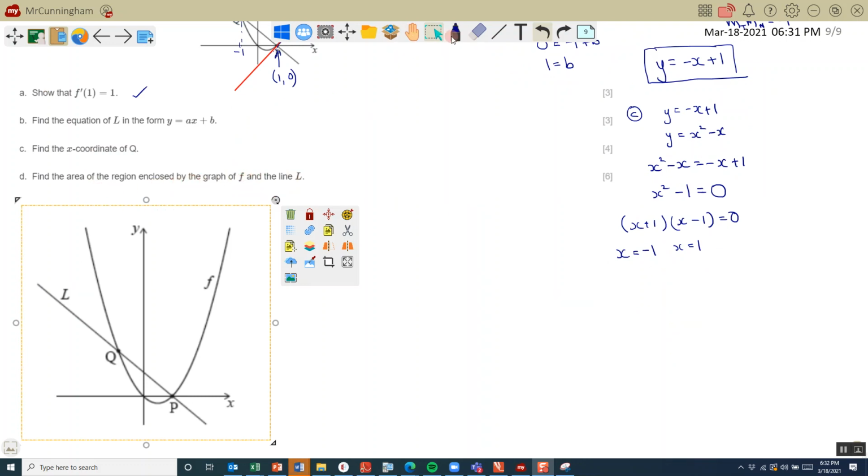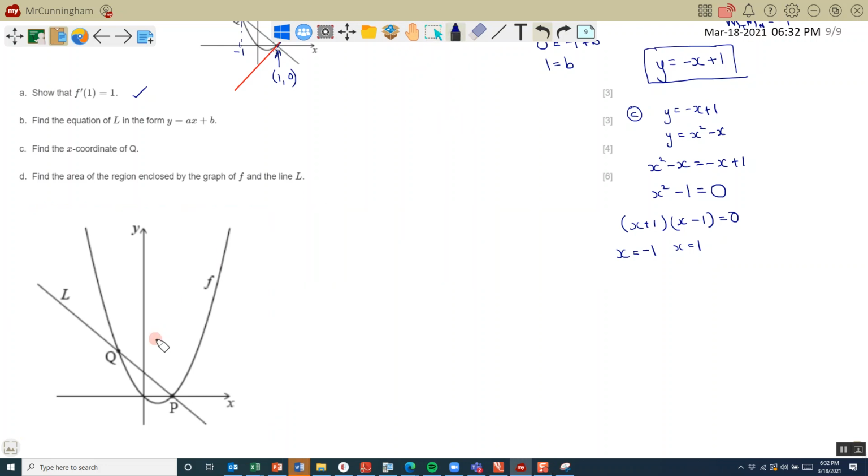Okay, and for the last part, we have to find the area of the region enclosed by the graph of f and the line L. So that is this region. Now I know that the x value here is 1. And I know that my x value for q is negative 1. So I've got my bounds already. It's between negative 1 and 1.